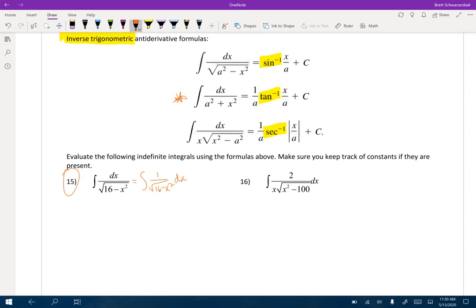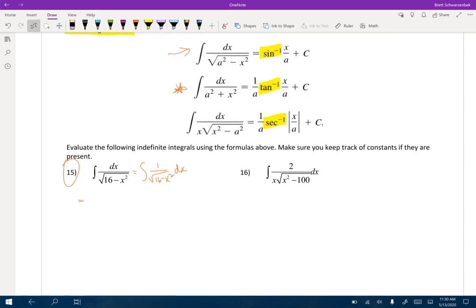So just to be clear though, what is the idea when it comes to this? If you see the square root of a difference of two squares in your denominator, then normally that's going to be a sine inverse antiderivative. I'm not going to get too funky or tricky with you when it comes to that. It's just a matter of locating that and recognizing that it's going to be sine inverse.